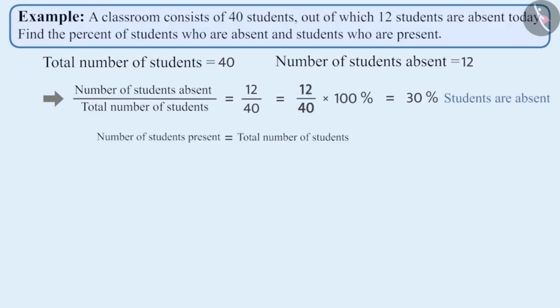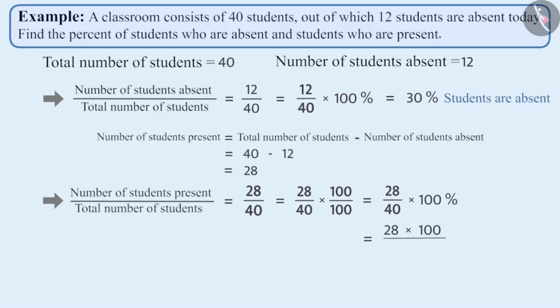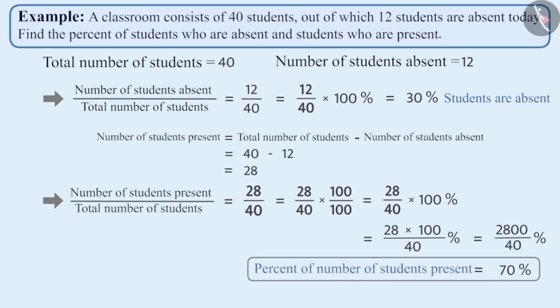The number of students present is equal to the total number of students minus the number of students absent, which is equal to 40 minus 12, which is 28. So, the number of students present is 28 by 40 part of the total number of students. Let us express it in percent. 28 by 40 equals 28 by 40 into 100 by 100, which is equal to 28 by 40 into 100%, which is equal to 28 into 100 by 40%, which is equal to 2800 by 40%, which is equal to 70%. We can find the percent of number of students present in another method.